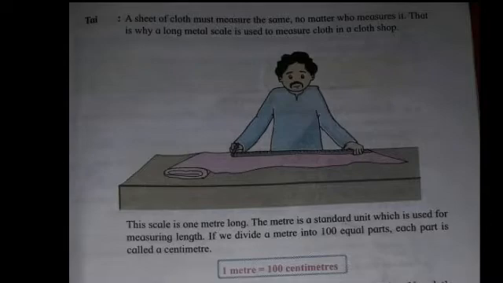The meter is a standard unit which is used for measuring length. So children, always remember, the meter is a standard unit to measure length. If we divide a meter into 100 equal parts, each part is called a centimeter. So children, remember this also: if we divide a meter into 100 equal parts, each part is called a centimeter. So 1 meter is equal to 100 centimeters.